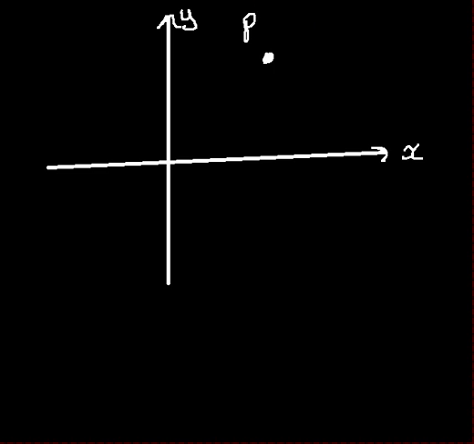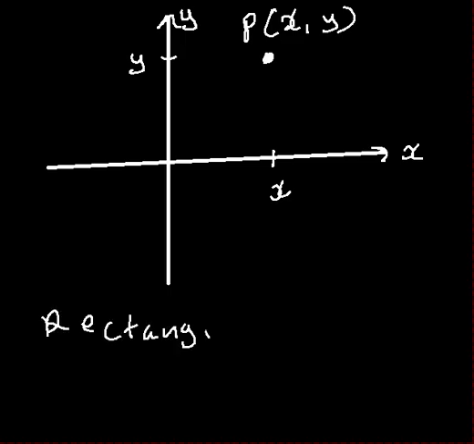And now let's say the coordinates corresponding to the point P are given as, let's say, this is x and this is y. For this case, what are the coordinates corresponding to the point P? The coordinates corresponding to the point P are given as x, comma y, and this is what we call the rectangular coordinate system, given as x, comma y.